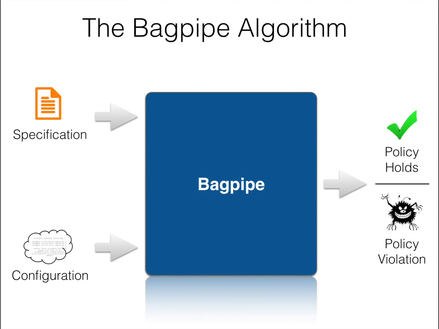Now, to help internet service providers configure their routers correctly, we've developed Backpipe. And Backpipe takes two inputs. First, it takes a specification of the policy that an ISP wants to implement. Second, Backpipe takes an ISP's router configurations. And then it either returns that these configurations correctly implement the given specification, or it returns a counterexample to show a case where the configuration does not correctly implement the spec.